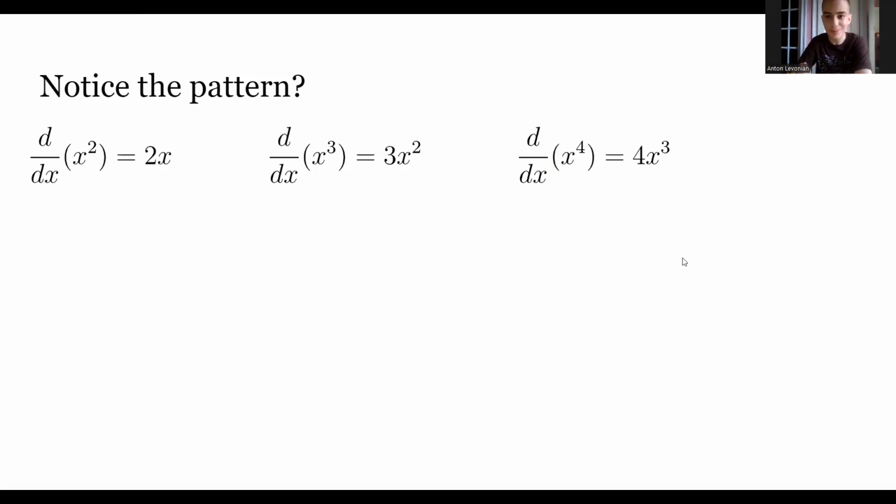Very good. So already 2 people have answered about what the pattern is. That is the pattern. So what you do is you bring down the exponent, and so that becomes the coefficient of the derivative, and then the exponent of the derivative gets subtracted.